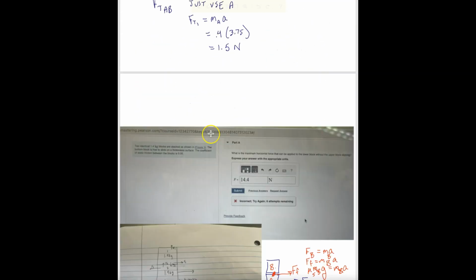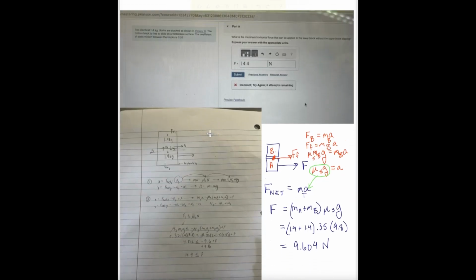For the next question, you'll have to let me know if this one's right. If it's not right, send it to me again and I'll look at it again. But I'm pretty sure this is correct.